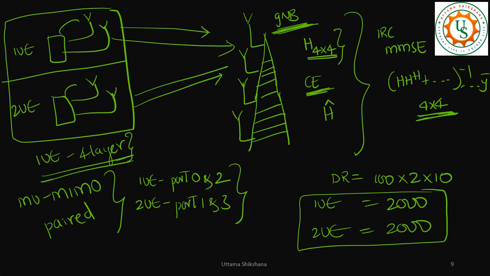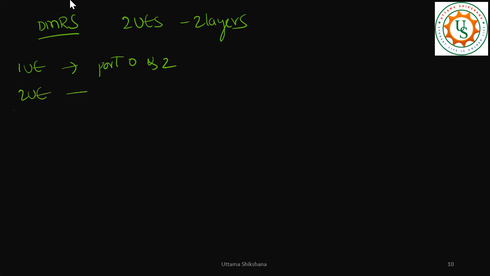Of course, this is not done at the cost of increasing the signal processing too much. There is a slight increase in the signal processing, but still, this is in the acceptable range. Now let us see the DMRS allocations for these two UEs, two layers. I was mentioning that for the first UE we can go for ports 0 and 2, and for the second UE we can go for ports 1 and 3. So how does it look?